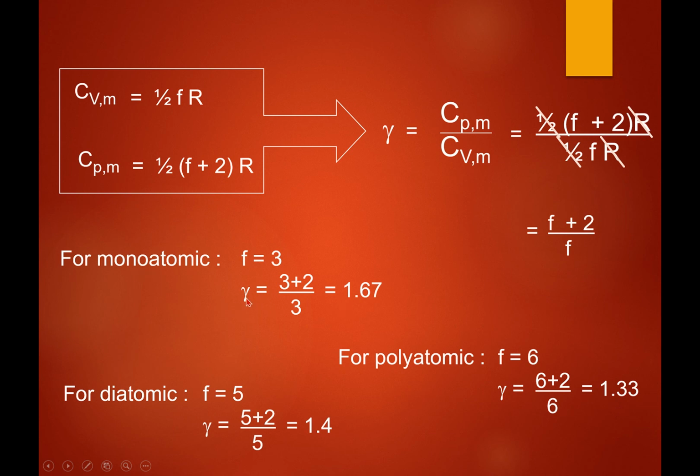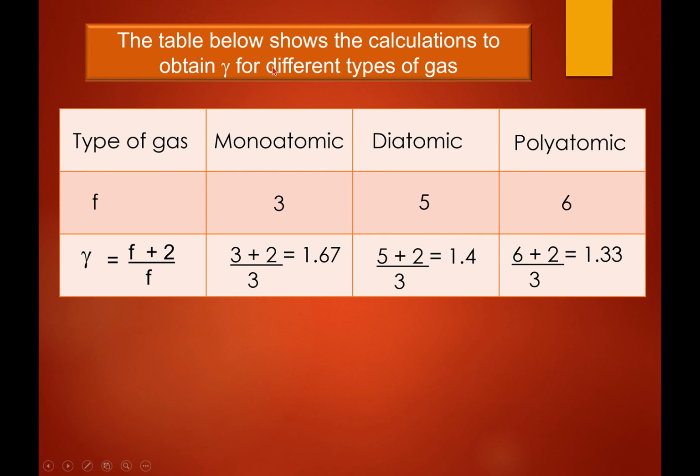So this is the characteristic value for each type of atom. For monoatomic, gamma will be 1.67. For diatomic, gamma will be 1.4. And for polyatomic, gamma will be 1.33. Okay, so the table below is the conclusion from the calculation in the previous slide. The table below shows the calculations to obtain gamma for different types of gas.